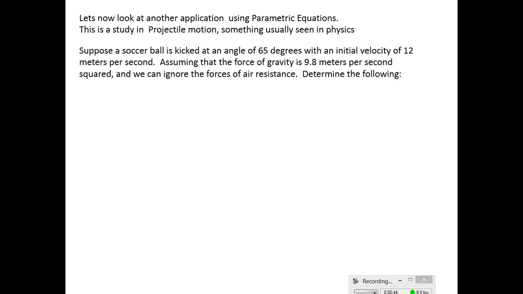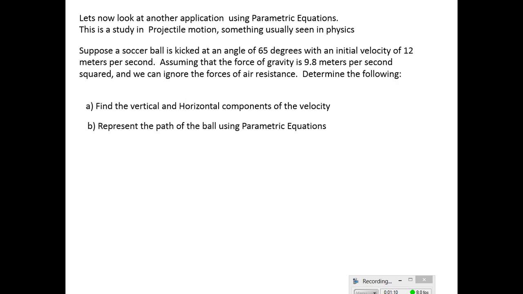A soccer ball is kicked at a 65-degree angle with an initial velocity of 12 meters per second. Assume the force of gravity is 9.8 meters per second squared, and we can ignore air resistance. Determine the following. Find the vertical and horizontal components of its velocity. That's going to be the first thing we do. We're going to cite this for you.